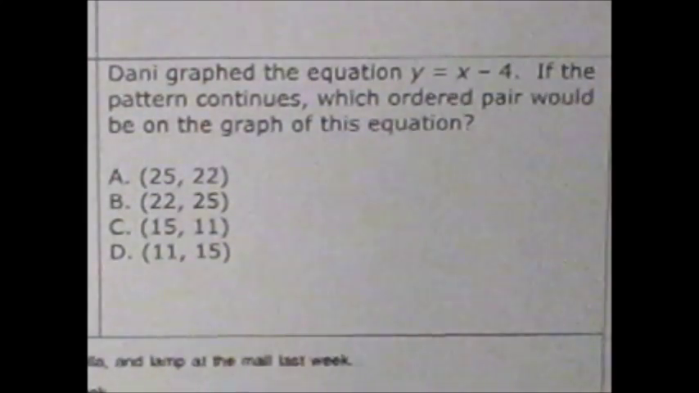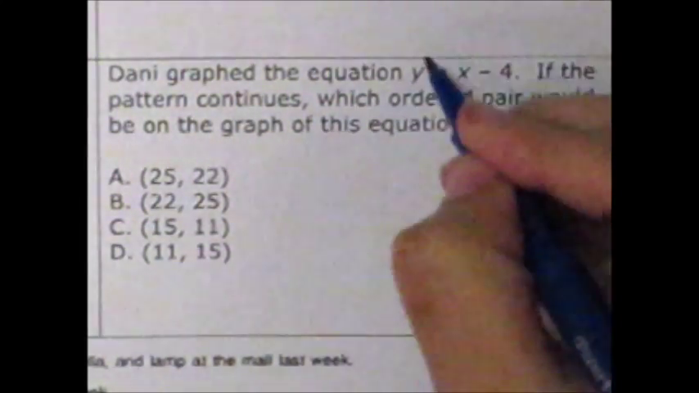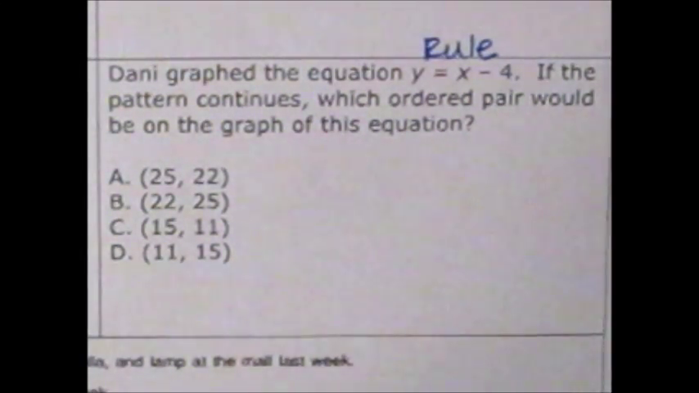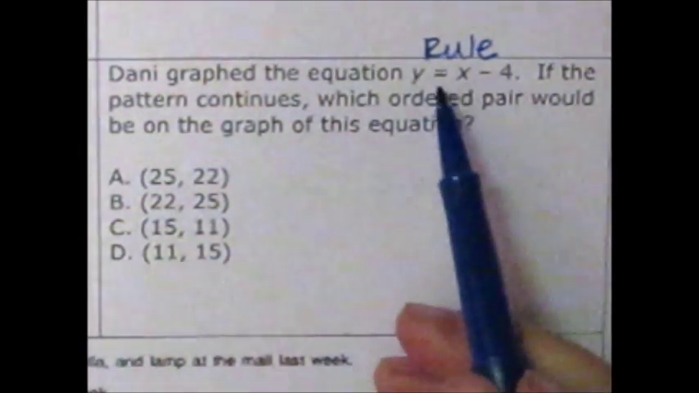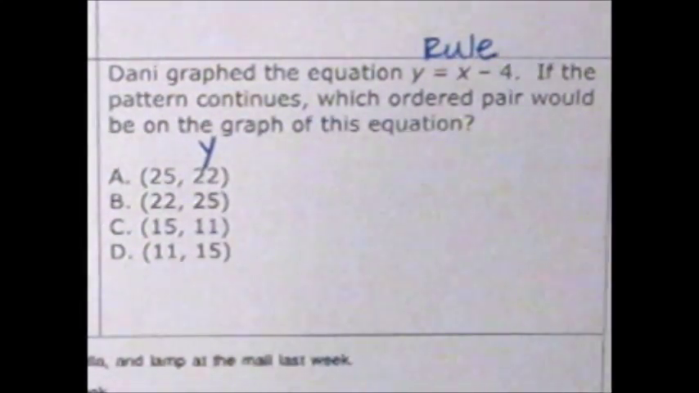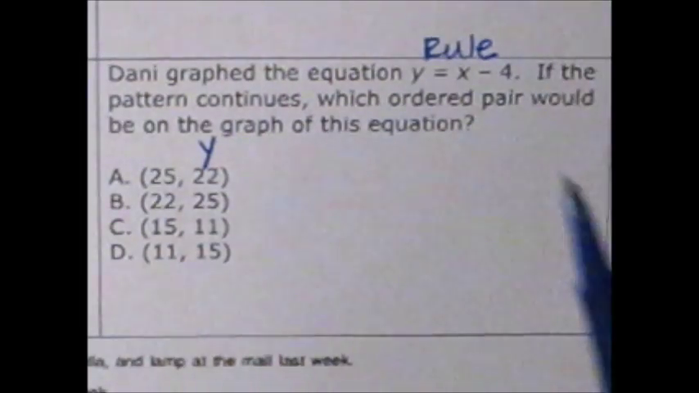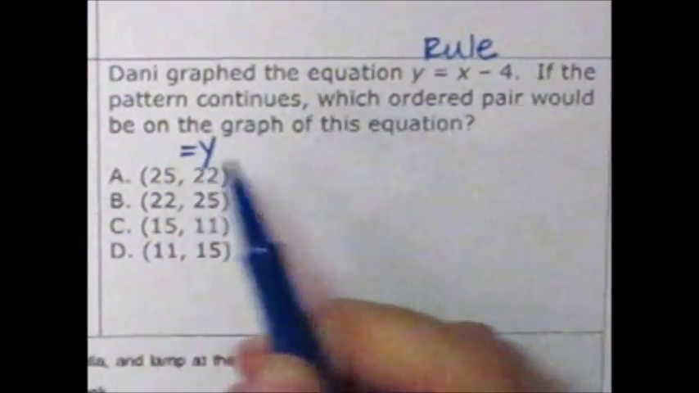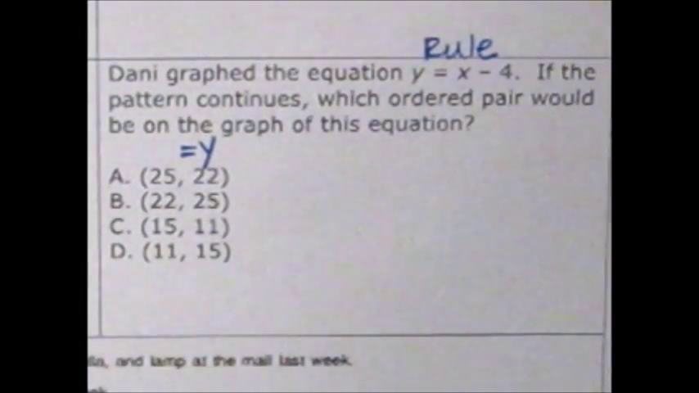There we go. Danny graphed the equation y equals x minus 4. So this is what we call the rule, right? If the pattern continues, which ordered pair would be on the graph of this equation? So what I want you to see with the rule, and you see your ordered pair here, label these y, right? And even though you see the rule here, y equals x minus 4, you can flip it around. It's going to be the same value.